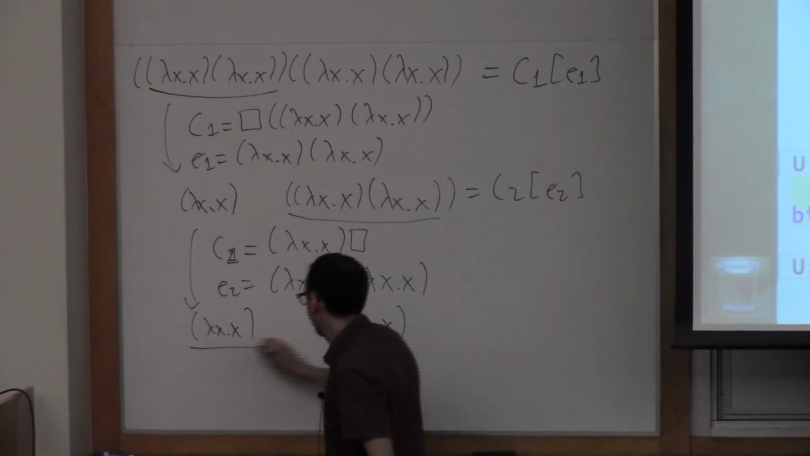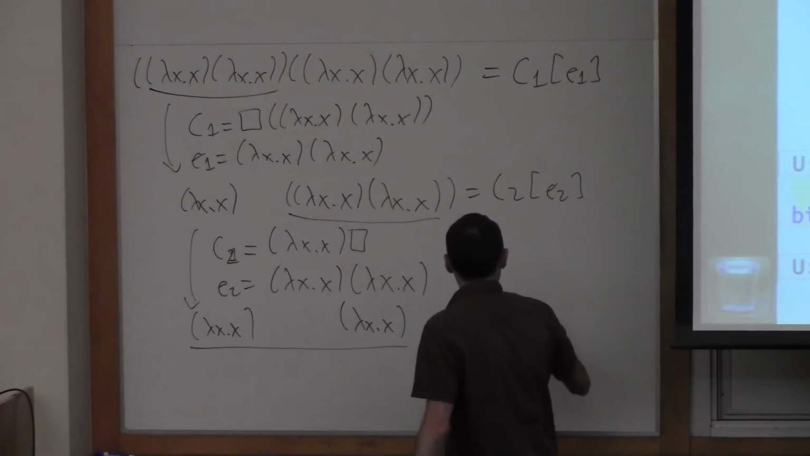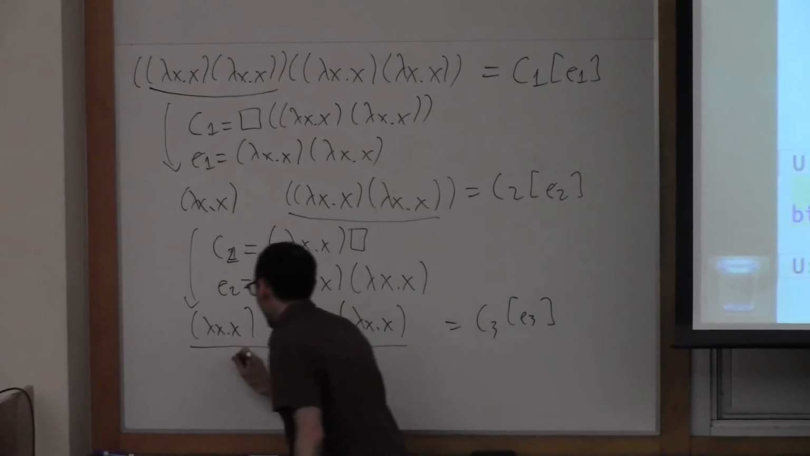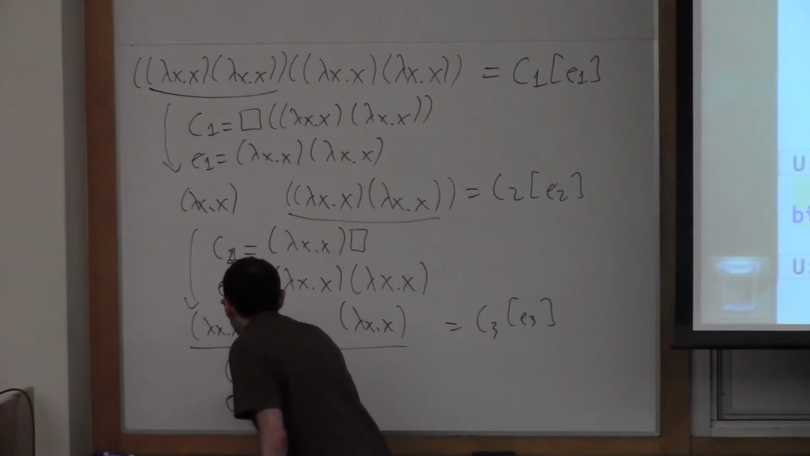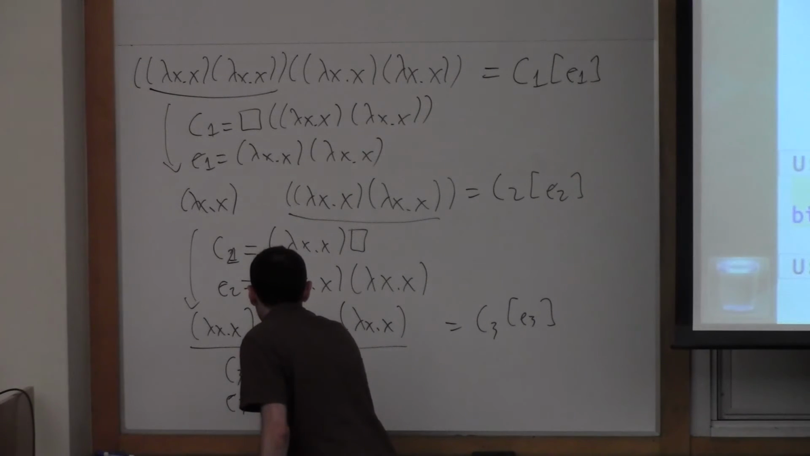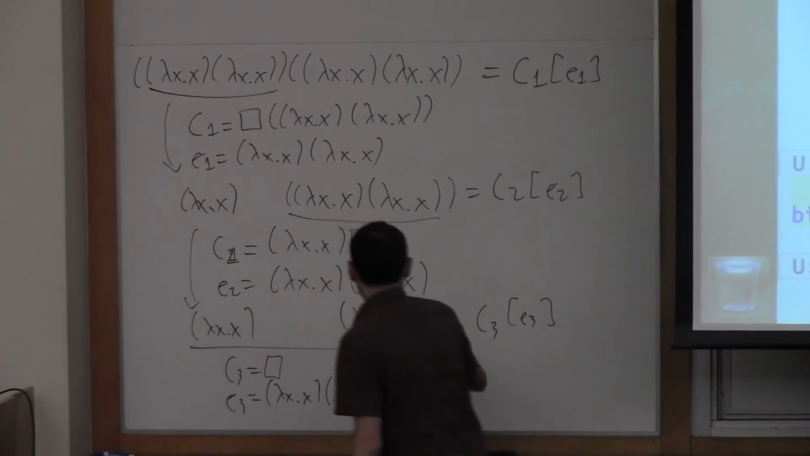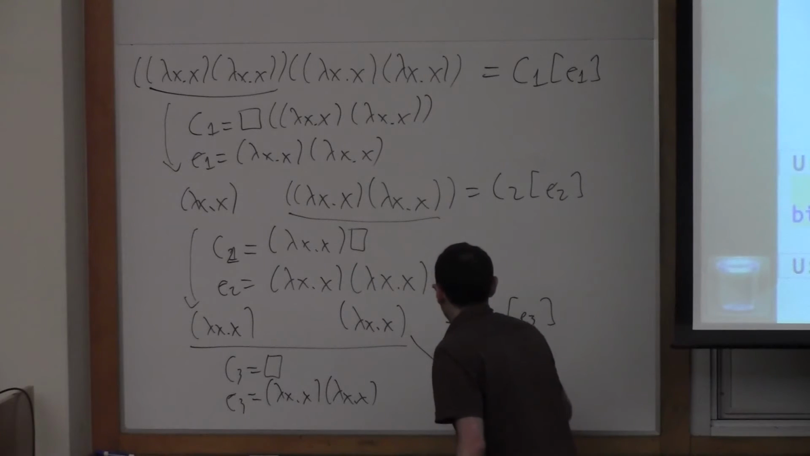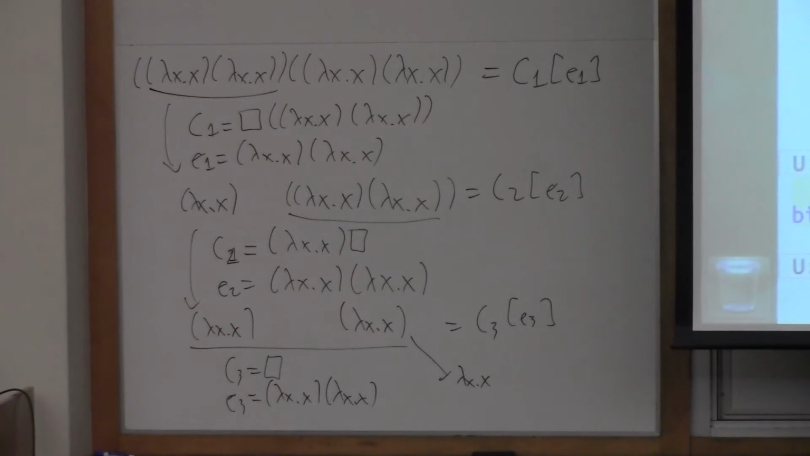And now the whole thing is a redex. We can express it as equal to C3 applied to E3. And because the whole thing is a redex, the context is just a hole. And the expression that goes into it is exactly the whole term. And then this will step to the final answer. So that's how evaluation contexts work. They let us express this relatively complicated evaluation strategy using just a single execution rule. Any questions about how that derivation works?